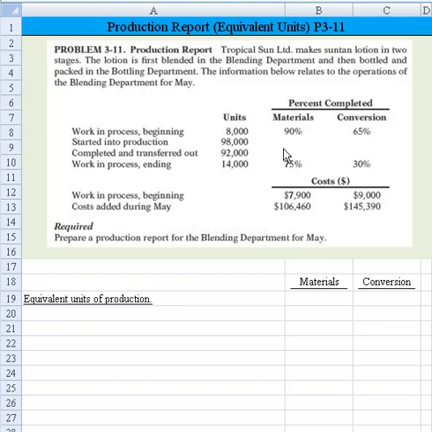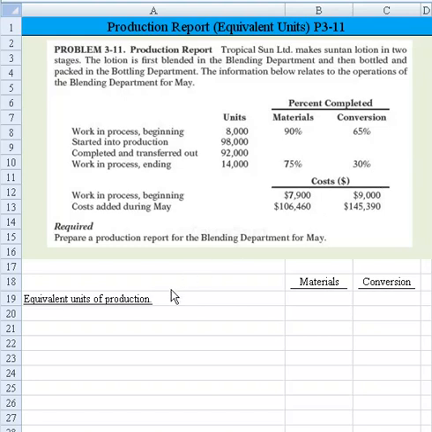Now, I'm just reading right in this table area here. Started into production was 98,000. They completed and transferred out 92,000, and then work in process was ending with 75% complete as to the materials that were added to the process and 30% complete as to the conversion, which means the labor and the overhead involved in that production process.